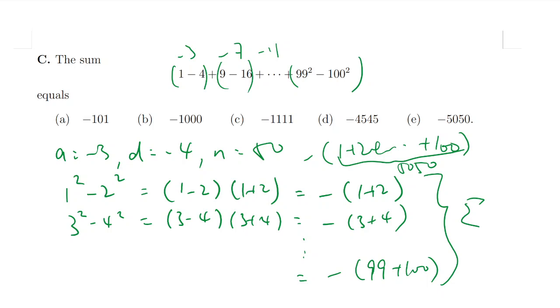So personally, I prefer the difference of two squares method. But if you want to go for the pairing and then consider the arithmetic sequence from there, that's also okay. It gets you to the same place.